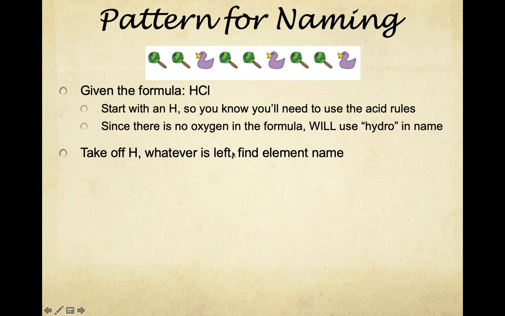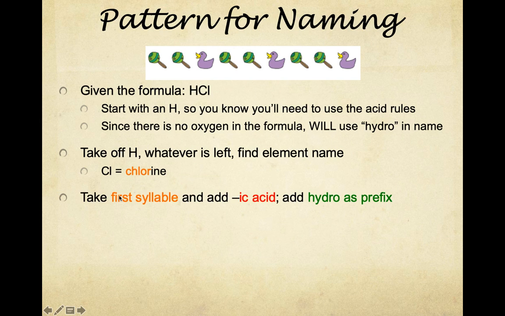Then take off the H. Whatever is left, find that element name. So I find this element, Cl for chlorine, and then you take the first syllable and you add ic acid with hydro in front. So hydrochloric acid. Put all of that together. So the hydro is because there's no oxygen. The chlor is for chlorine.